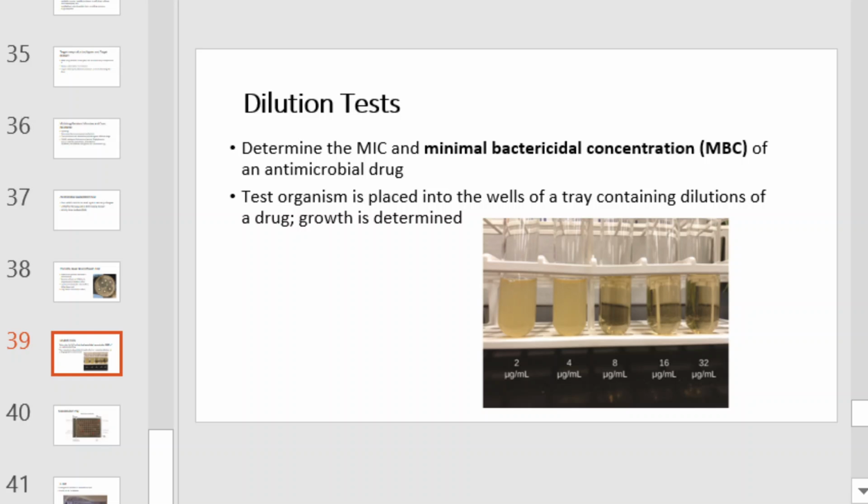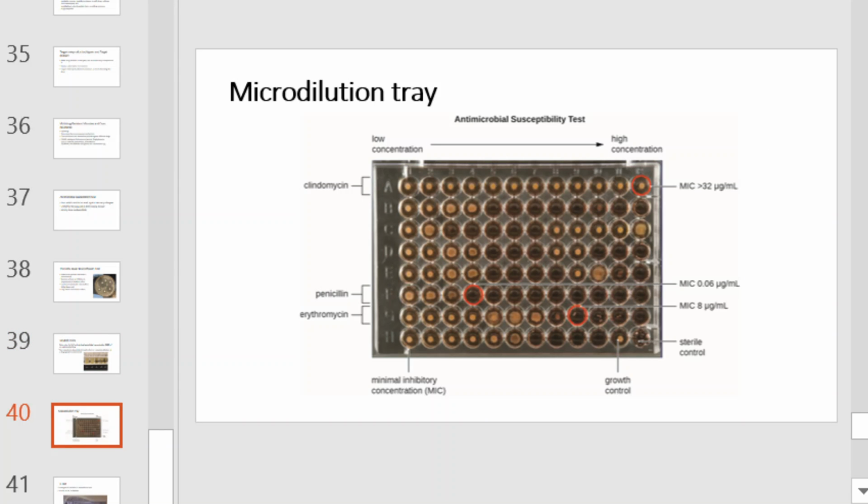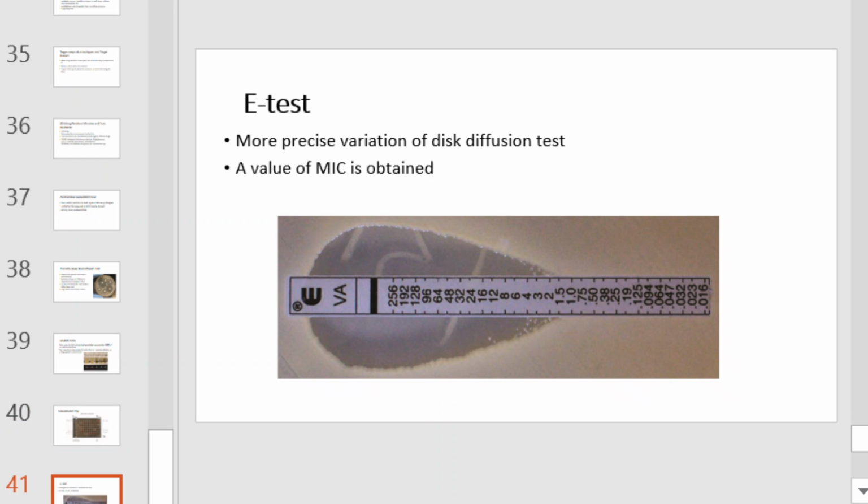Dilution tests. Dilution tests determine the minimum inhibitory concentration of an antimicrobial drug. The test organism is placed into wells of a tray containing dilutions of a drug, and then the growth is determined. This is an illustration of a microdilution tray. It would allow us to examine several samples at once. The E-test is a more precise variation of the disc diffusion test. Again, a value of MIC is obtained.